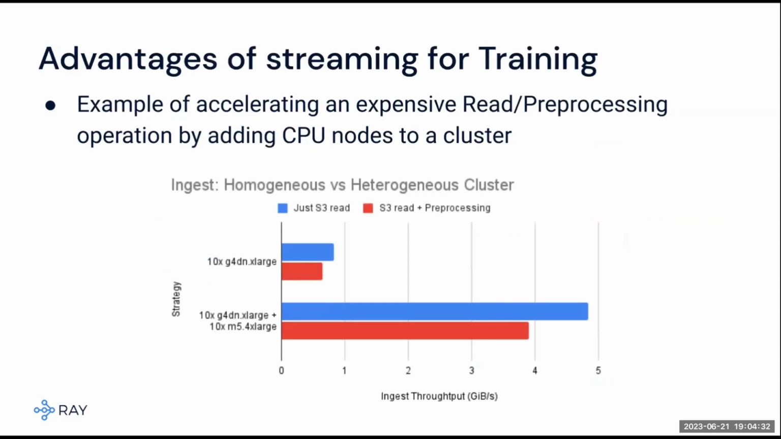And this pipeline, I should say, is just reading some images from S3 and applying a pre-processing operation before sending it to the trainer. And you can see that adding CPU nodes actually speeds up the training significantly. The training throughput is much higher if you use CPU nodes because of the additional network and throughput from those nodes.